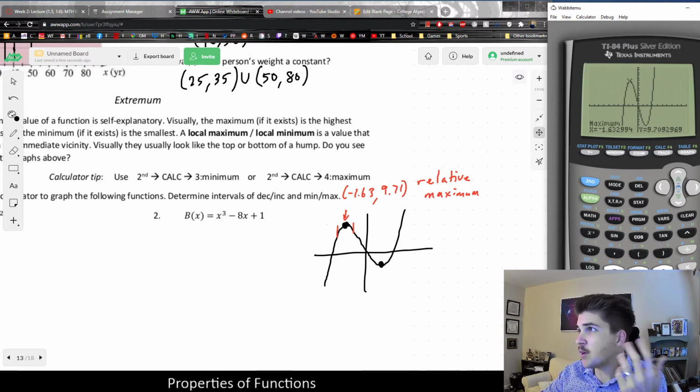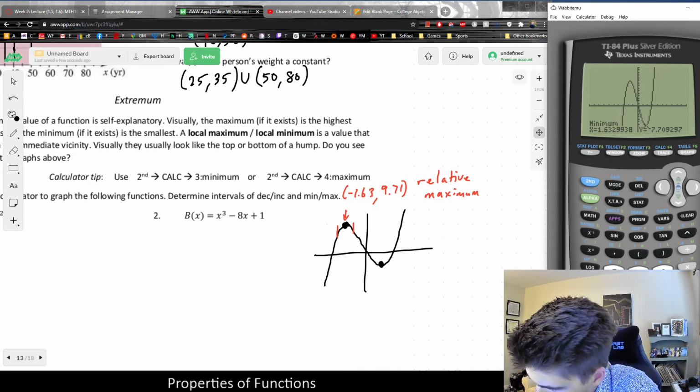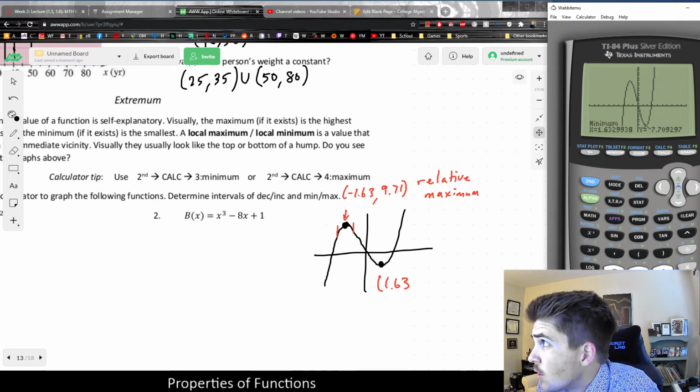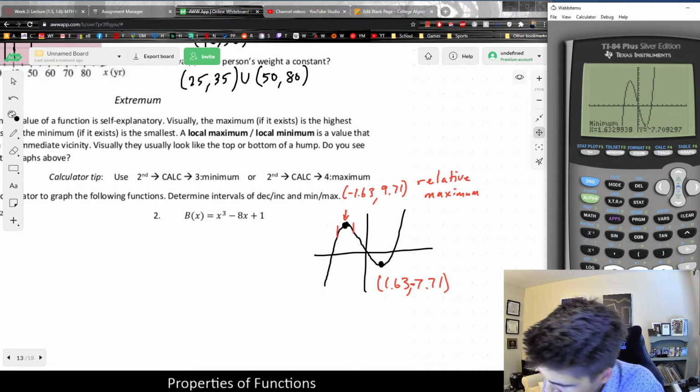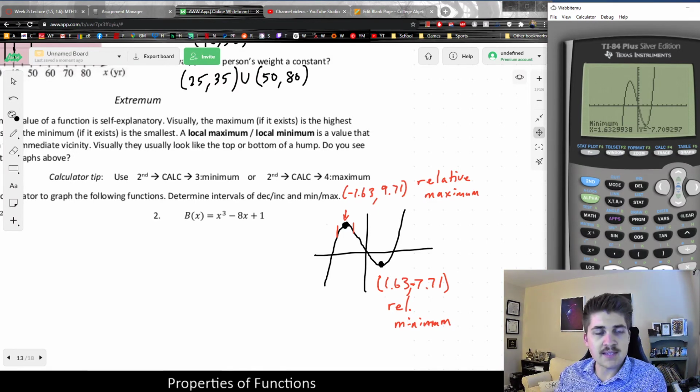Now, if we wanted to find our local minimum, we could do exactly the same thing. So again, if we go back into second calc, now use number 3, minimum. I need to do the same thing to find the minimum. I need to go a little bit to the left, hit enter, go a little bit to the right, hit enter, get right on it, hit enter, and we can get that minimum value, which is approximately negative 1.63, comma negative 7.71, to give us that relative minimum. And there we have our mins and maxes.